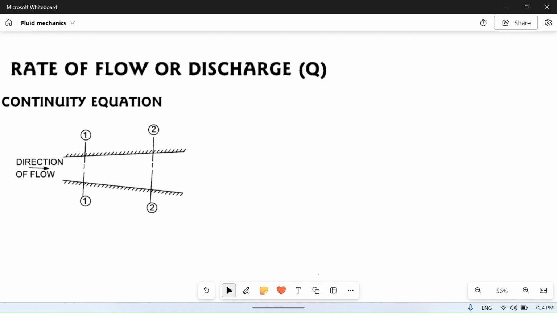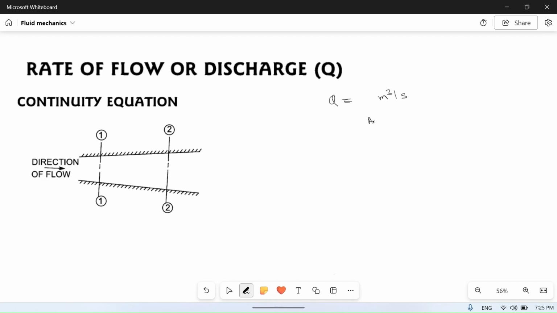So rate of flow is denoted as Q, which is mass flow rate of a fluid per second, or it can also be volume per second, so it can be meter cube per second. And how to calculate it? It will be equal to area into velocity. It will be equal to volume flow rate, and if you multiply it by density, then it will become mass flow rate.